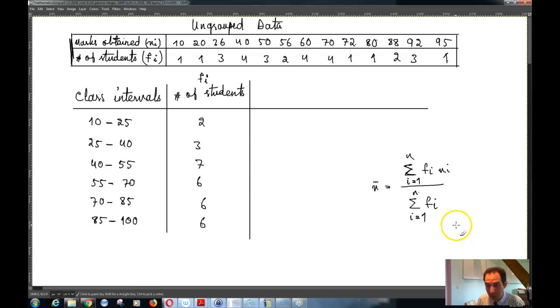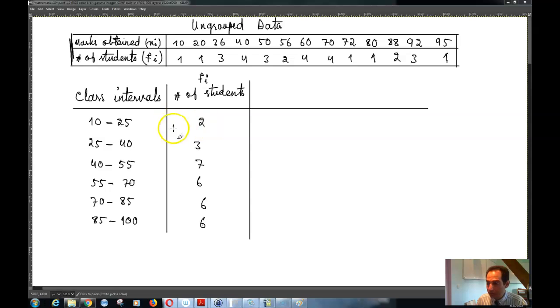But then I also need my sigma f of i x of i. But the problem is that now my x of i is lost, meaning that all the observations are now lost in these classes, and I have practically no x of i. So to get over this problem, they have defined some concept called the class mark.